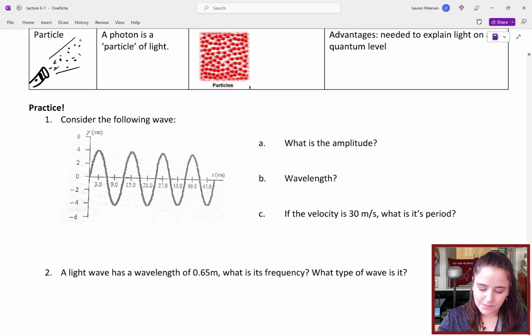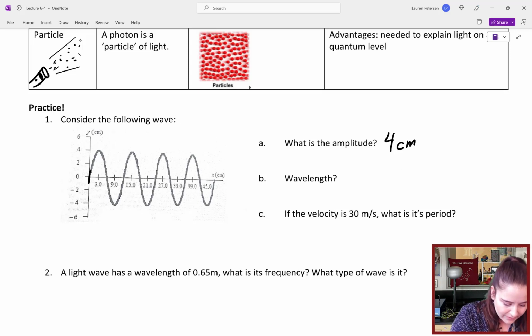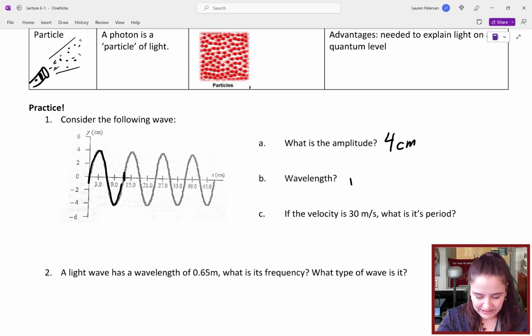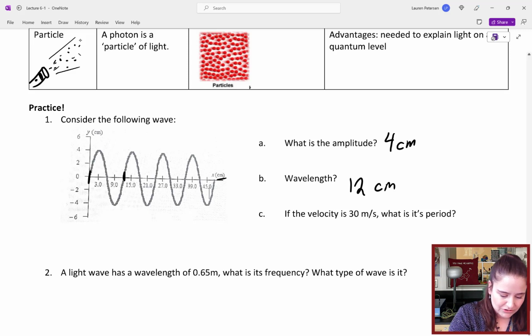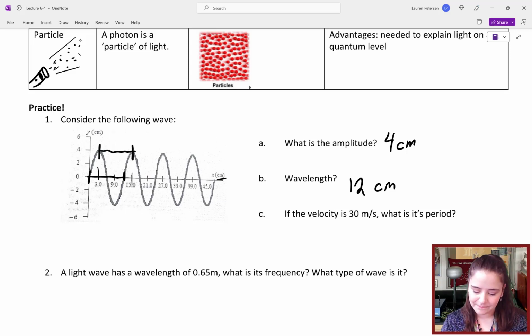So here's another wave. It has an amplitude of 4 centimeters. Its wavelength, we want a crest and a trough and back up, in between 9 and 15. That is 12 centimeters. We could have also measured it from crest to crest, from 3 to 15, which is also 12. A couple different ways we can measure that. And then if its speed is 30 meters per second, what is its period?